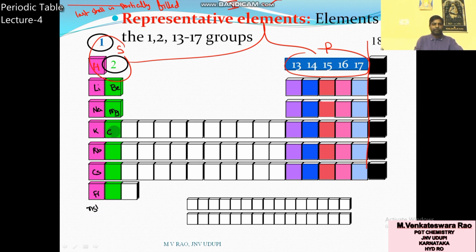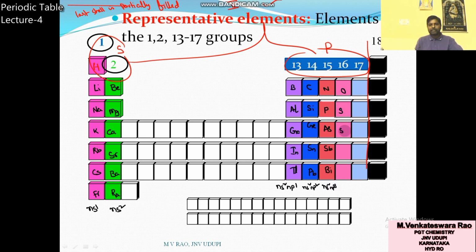Beryllium, magnesium, calcium, strontium, barium and radium. General configuration is ns2. Boron, aluminium, gallium, indium and thallium. General configuration ns2 np1. Carbon, silicon, germanium, tin and lead, group 14. Configuration ns2 np2. Nitrogen, phosphorus, arsenic, antimony and bismuth, ns2 np3.